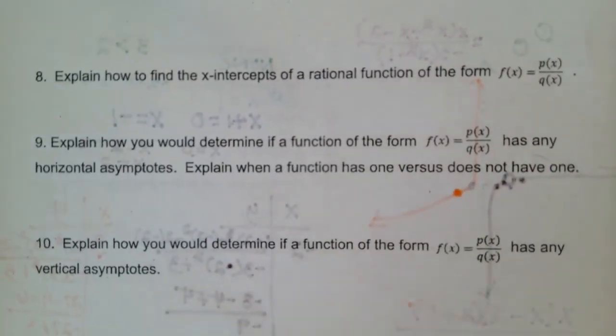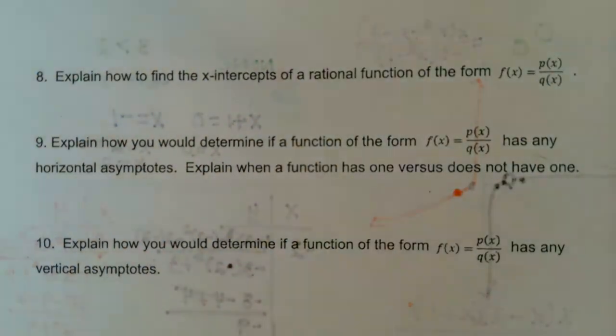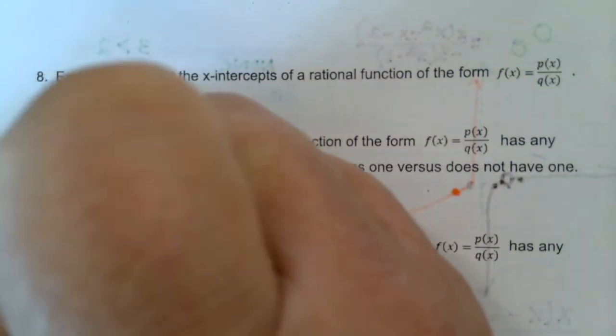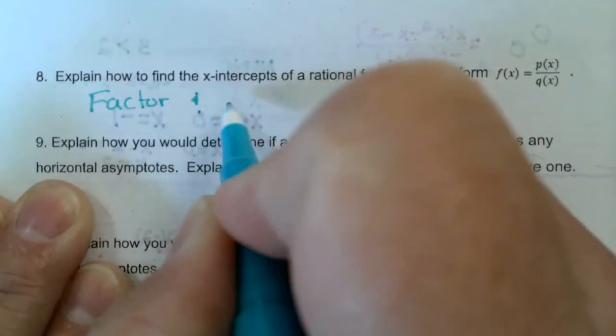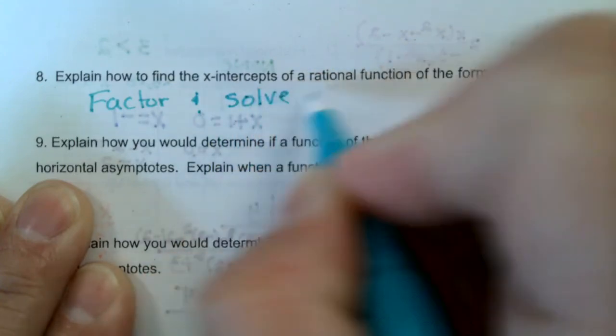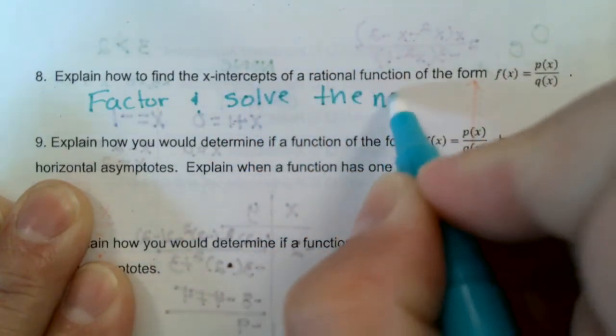Number 8. Explain how to find the x-intercept of a rational function. How to find the x-intercepts? We factor and solve the numerator.